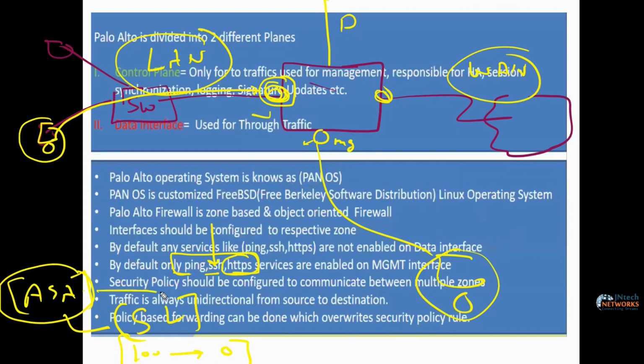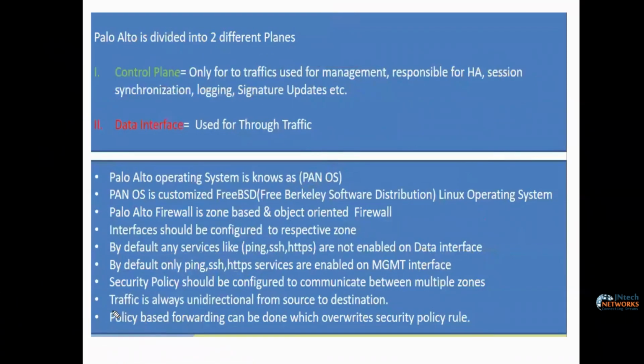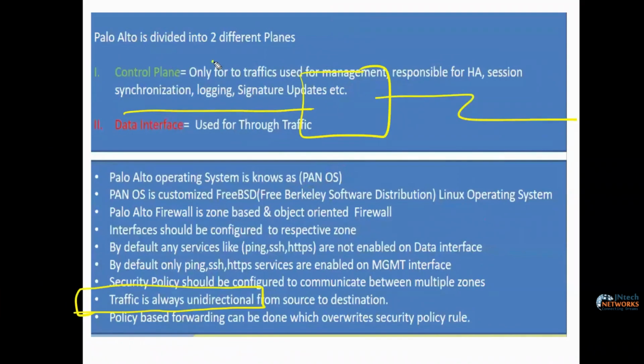Security policies should be configured to communicate between multiple zones. So if you want to allow traffic from one zone to another zone, you need to configure a security policy. And remember always, traffic is unidirectional from source to destination. So if you want to allow traffic from LAN to WAN, you need to configure a separate policy. And if you want to allow traffic from WAN to LAN, you need to configure a separate policy. So traffic is always unidirectional.